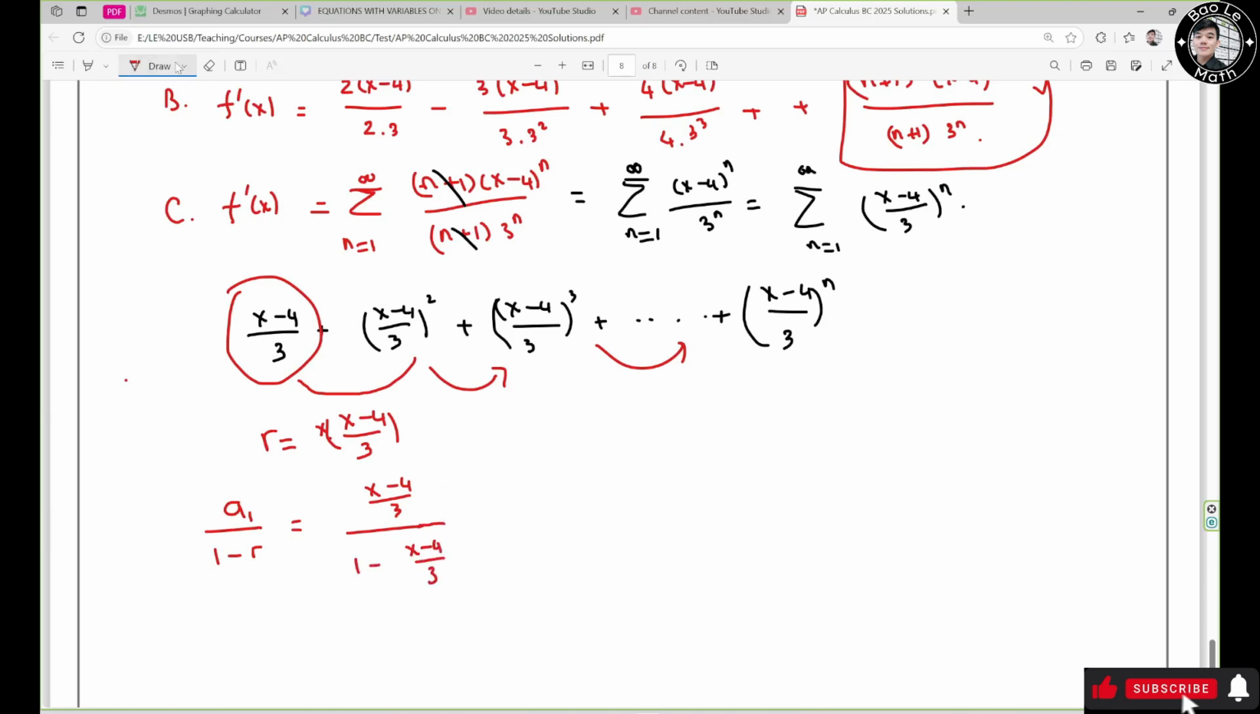Now, I need to multiply the top and bottom by 3. So I'm going to simplify the 3, so it's going to be s minus 4 right here. I distribute over here, so I have 3 minus s plus 4. So it's going to be (s minus 4) over (7 minus s). And this is f prime of s.